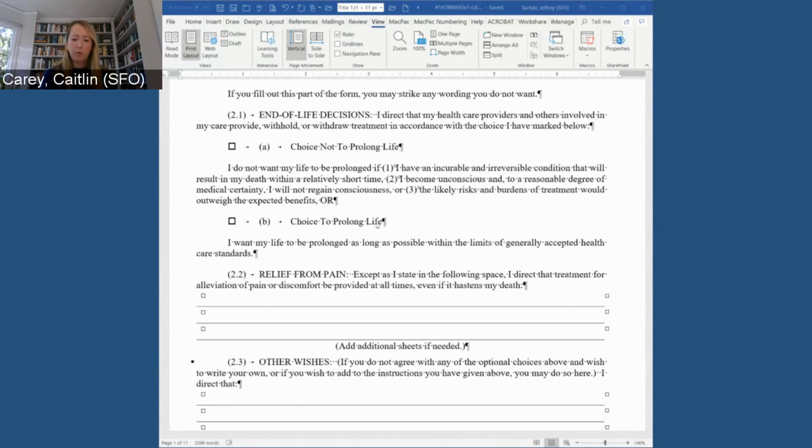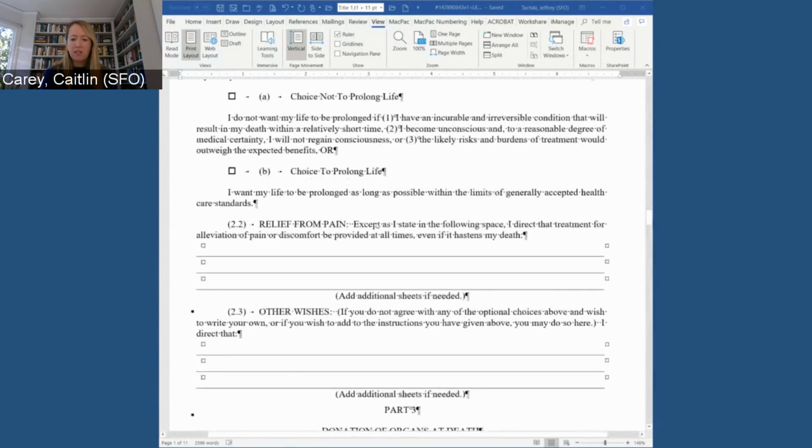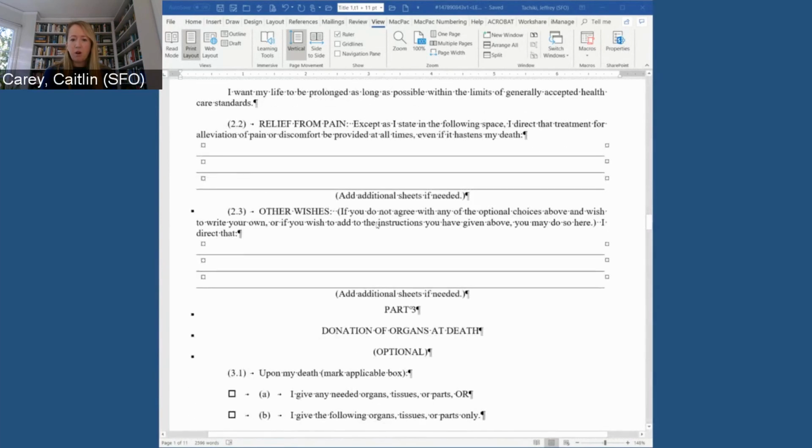So scrolling down to 2.2, relief from pain. What this says is that you direct that pain alleviation treatment be provided to you, even if it hastens your death, unless you state otherwise. So typically if someone has a religious belief against using morphine or similar drugs, they would want to fill in here that they do not wish to have those drugs administered to them. But if you're comfortable with that, then you would just leave it blank.